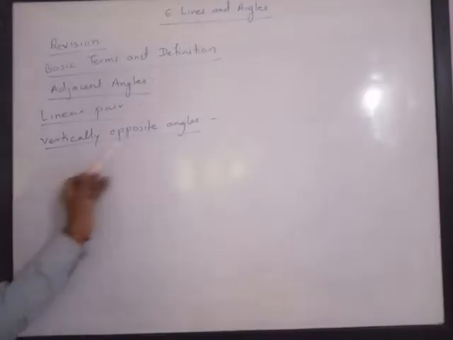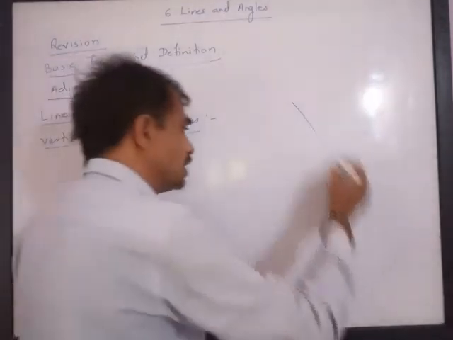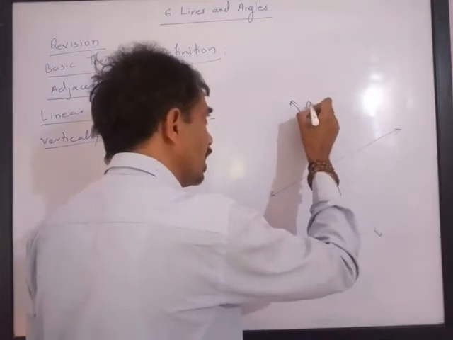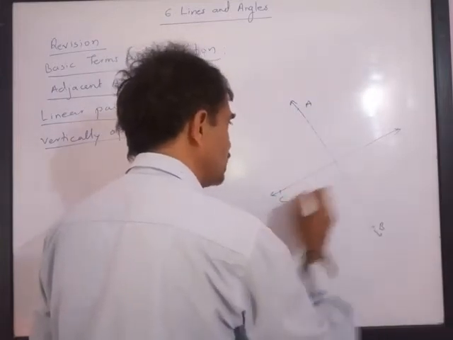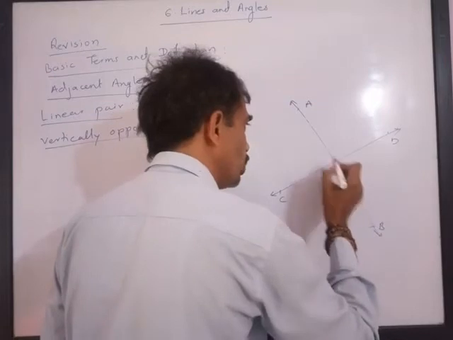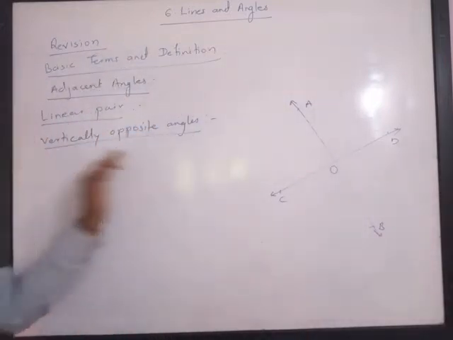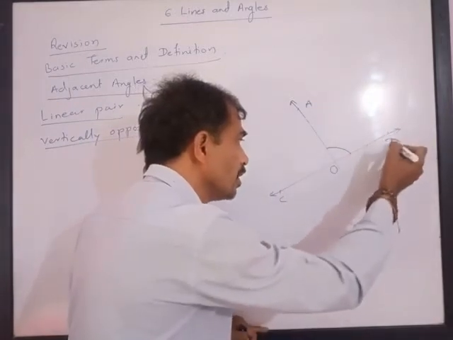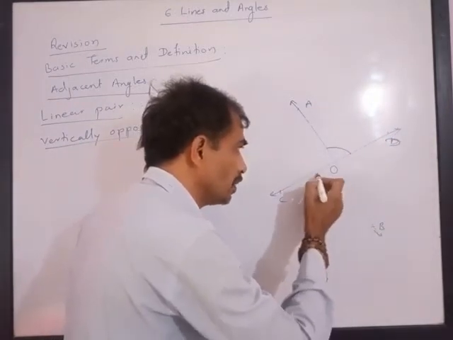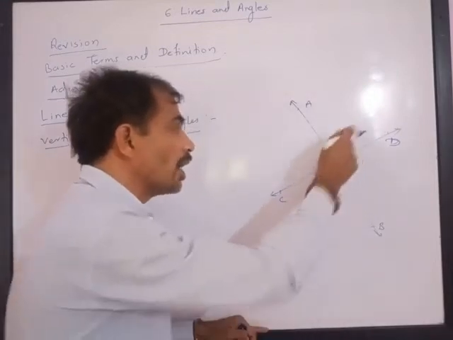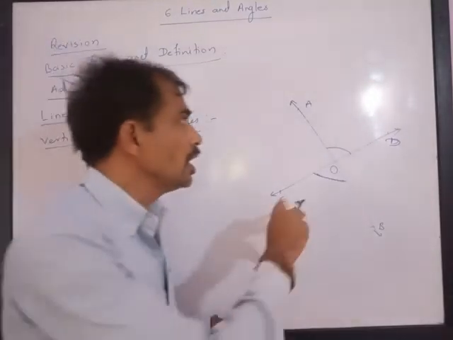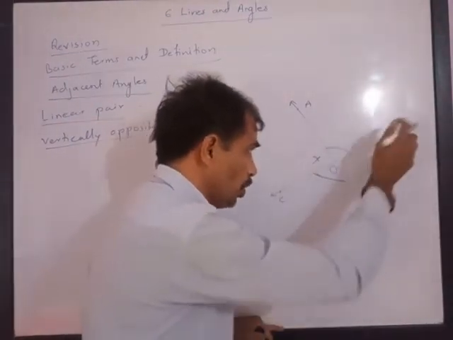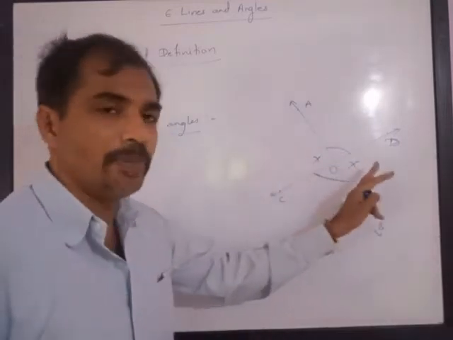Dear friends, next point is vertically opposite angles. If two lines intersect, this is line AB and this is line CD. Line AB and line CD intersect at point O. Please note, if two lines intersect, then angle AOD and angle COB are called vertically opposite angles. Or you can call this pair, angle AOC and angle BOD, vertically opposite angles.